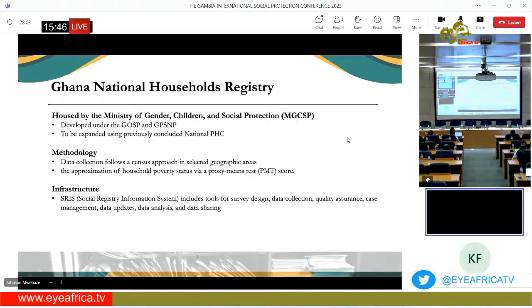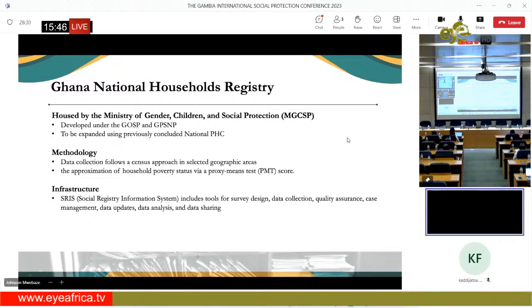They've done data collection for a couple of regions, but not yet completed. They plan to complete the entire country using the recently concluded national population and housing census, because we noticed that the census collects more or less the same data that we do collect with our questionnaire for the social registry. At the same time, we could use the census data to compute PMT. So the question was, can't we use this data to complete the national registry?